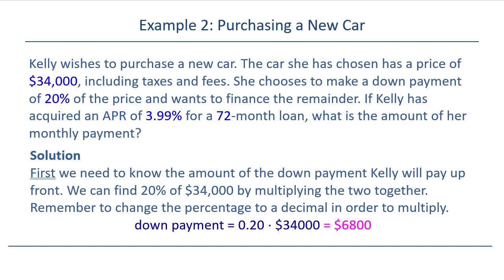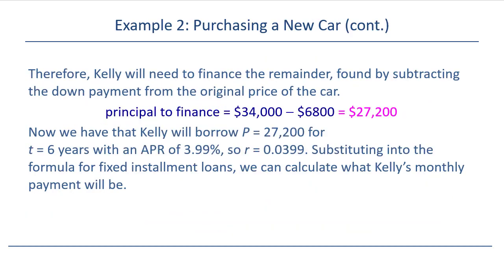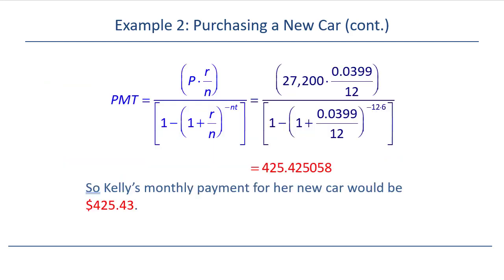So first thing we do is figure out what 20% of the 34 grand is, and that's $6,800. So she's going to plunk down $6,800 in the very beginning, which means she only needs to finance the remaining $27,200. So that's going to be your P. Now she's got a 72-month loan, which is 6 years, so T is 6. The APR is 3.99 or 0.0399. Throw all of that into our formula, and you see that her monthly payment would round up, because you always round to the nearest penny, to $425.43.